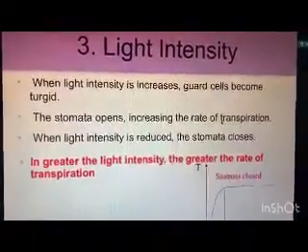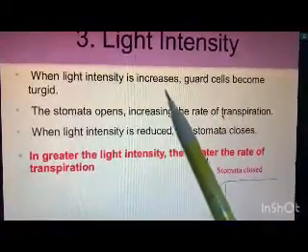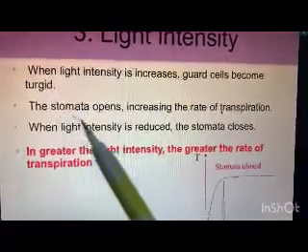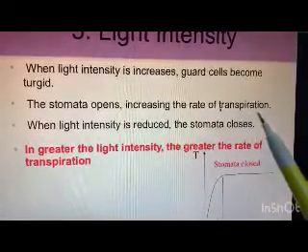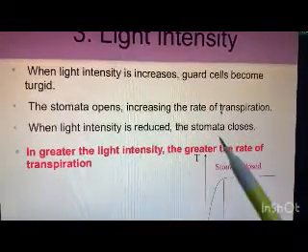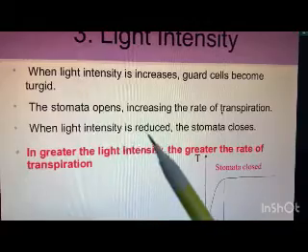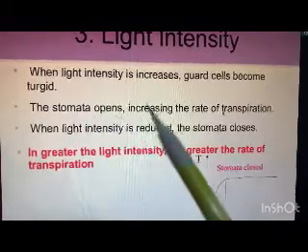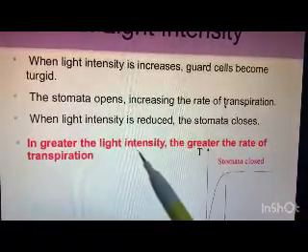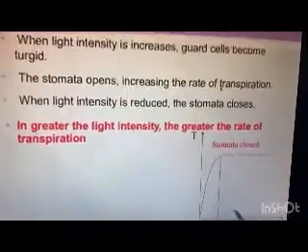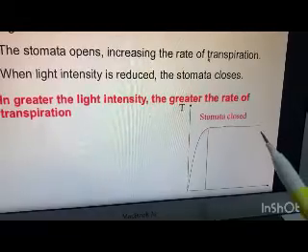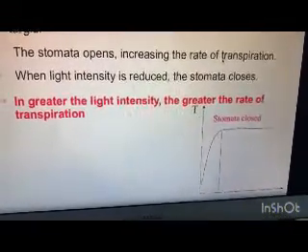Number 3 is light intensity. When light intensity increases, guard cells become turgid, rigid, hard. The stomata open, increasing the rate of transpiration. When light intensity is reduced, the stomata close. If the stomata open, there will be an increase in transpiration. The greater the light intensity, the greater the rate of transpiration.